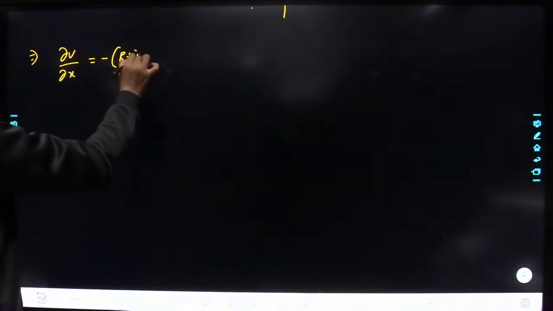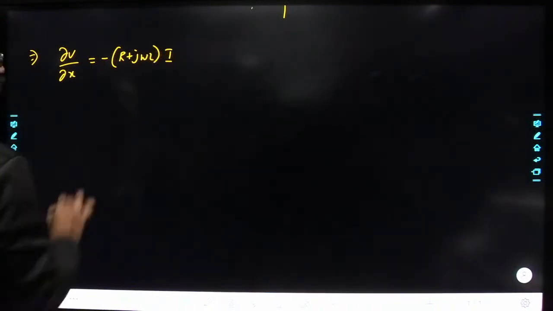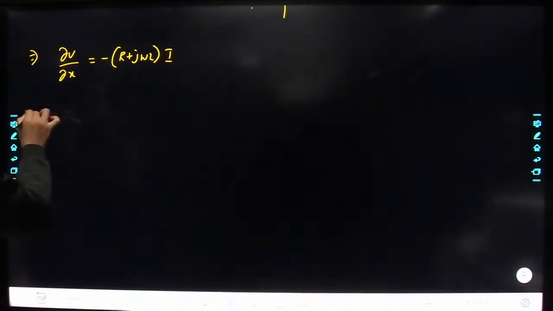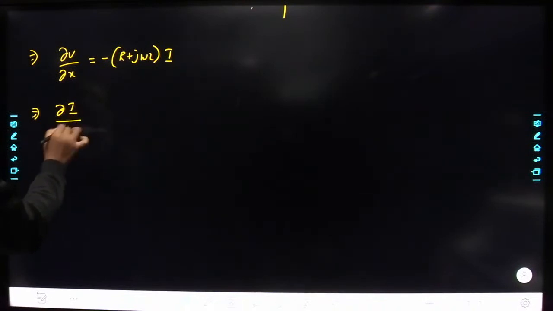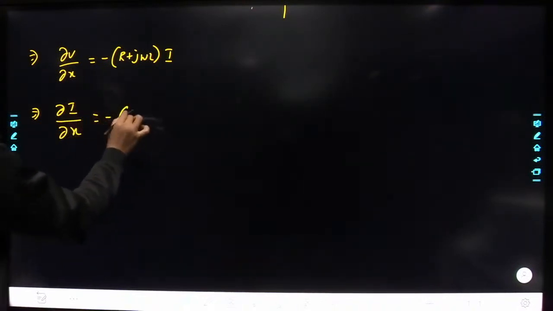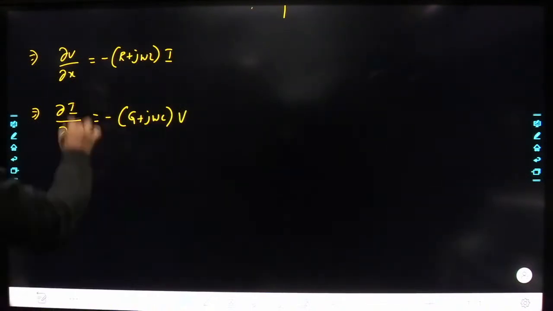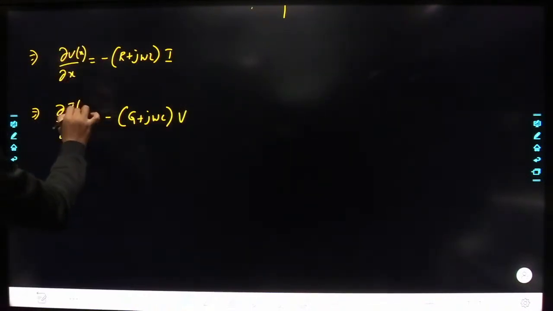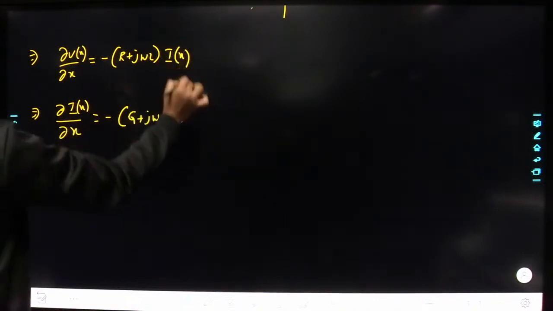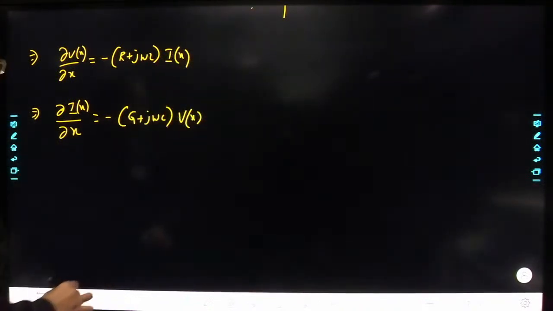Minus of R plus J omega L into I. Next, by applying KCL, we got another equation, that is dou I by dou X is equal to minus of Z plus J omega C into V. Understood? So if you want, you can put here V of X, here I of X, here I of X, here V of X. These are the equations we got.